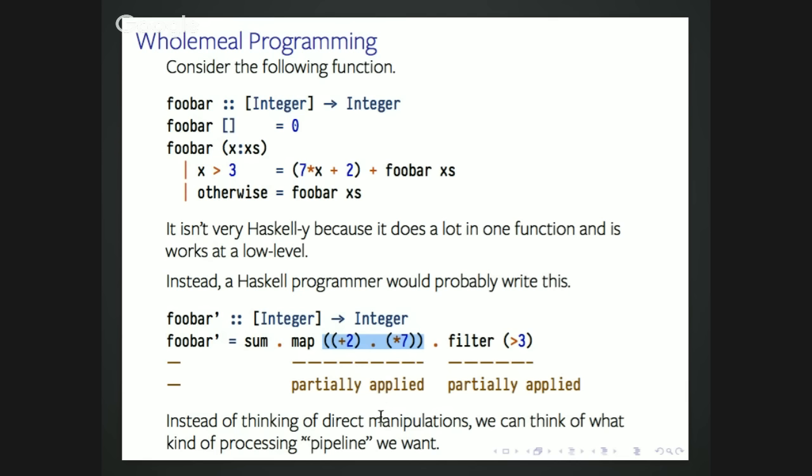So here, basically, instead of thinking of direct manipulations that you want to perform on some data, like in foobar prime, we're thinking about basically if we have a list, what functions are we going to apply in a kind of pipeline fashion? So here we're going to say, our list goes through this part of the pipeline, and gets filtered down, and then it gets mapped over and finally reduced or summed up into one number.